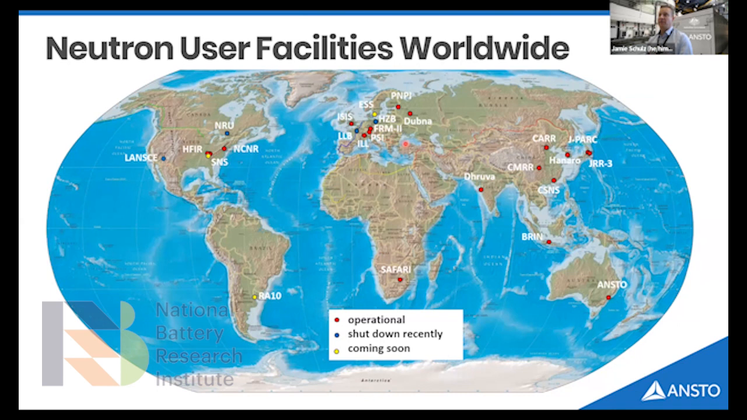We've got the FRM2 reactor in Munich currently shut down as well. So we've had some challenges in terms of the number of facilities around the world, and there's been what we call a drought of neutrons. And we've also been seeing an impact of that.